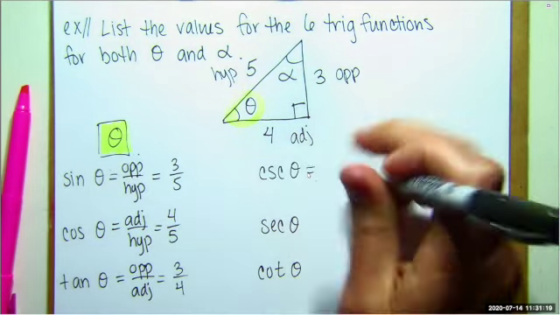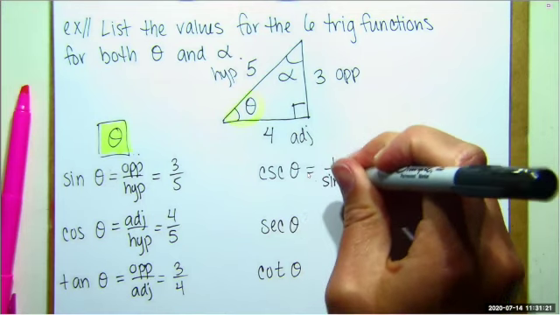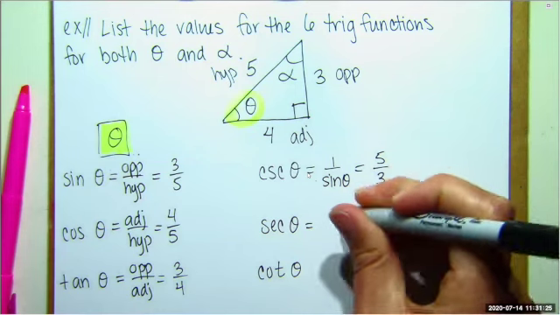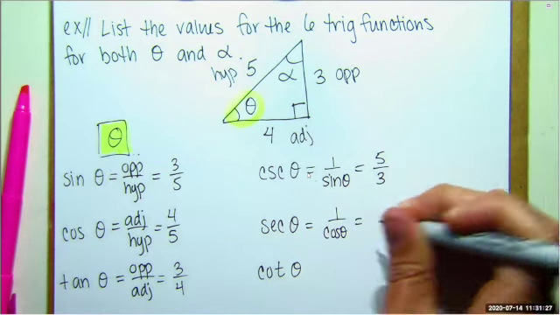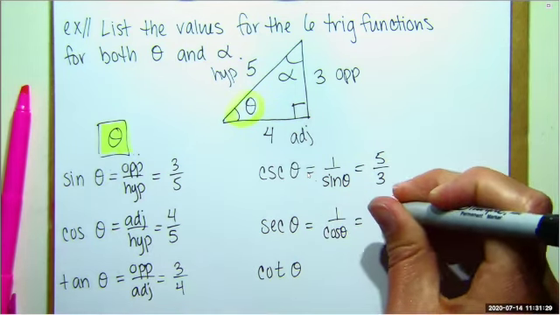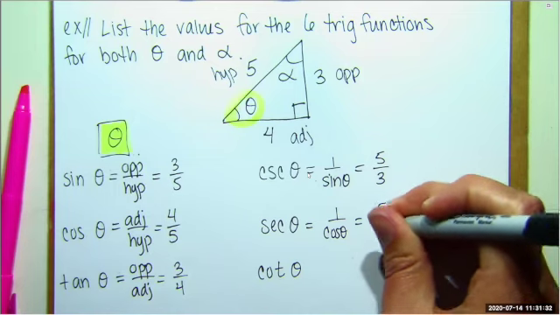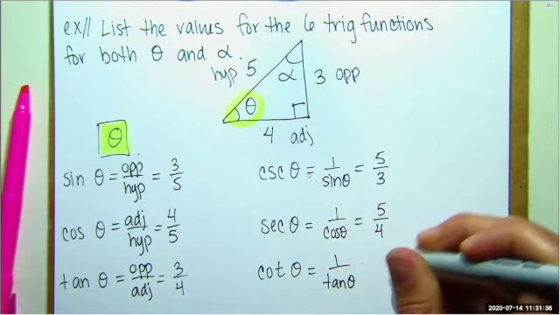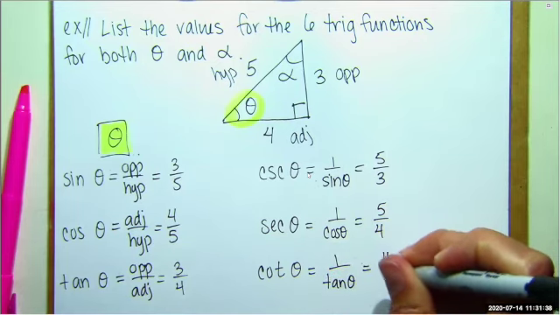Cosecant is the reciprocal of sine. So that means cosecant is going to be 5/3. Secant's the reciprocal of cosine. So we just take this fraction and flip it over. That means that secant is 5/4. Cotangent's the reciprocal of tangent. That means that cotangent is 4/3.